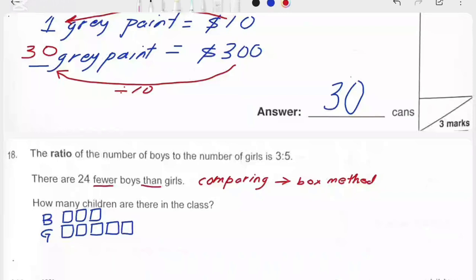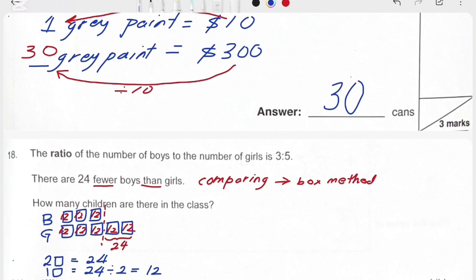Let's read the second line again. There are 24 fewer boys than girls. So that means these 2 extra boxes that the girls have are equal to 24 people. Our goal is to find one box only. Since 2 boxes is equal to 24, then one box is equal to 24 divided by 2. Half of 24 is equal to 12. So one box is equal to 12 people. That means each of these boxes is also equal to 12.